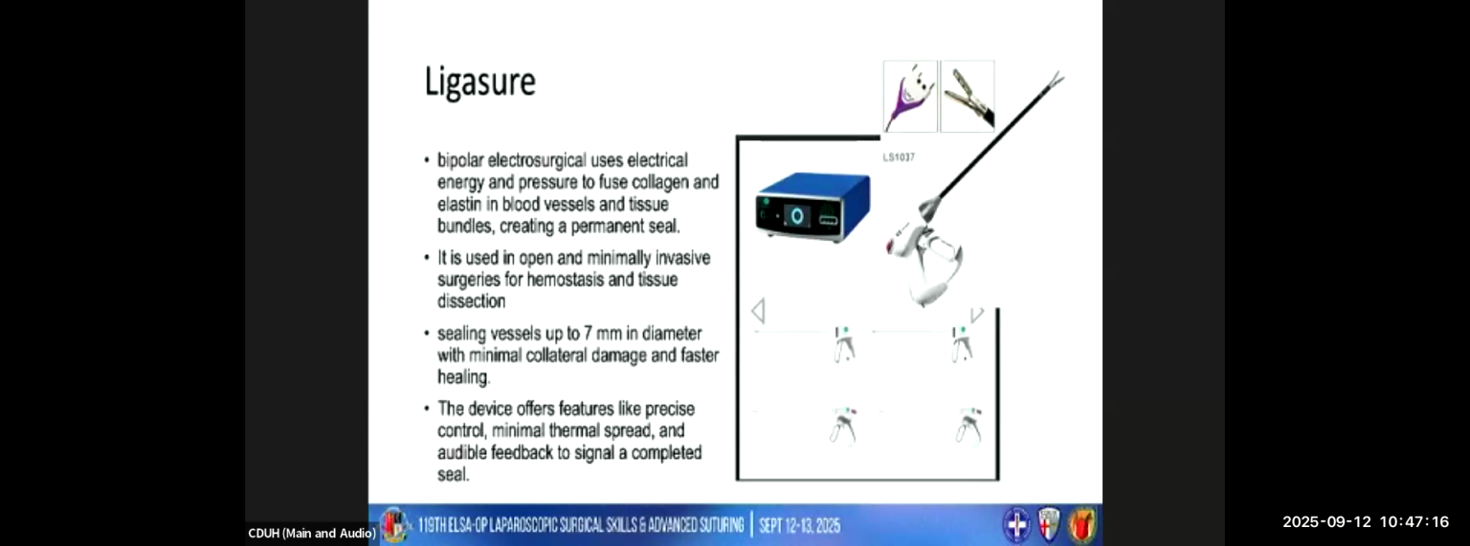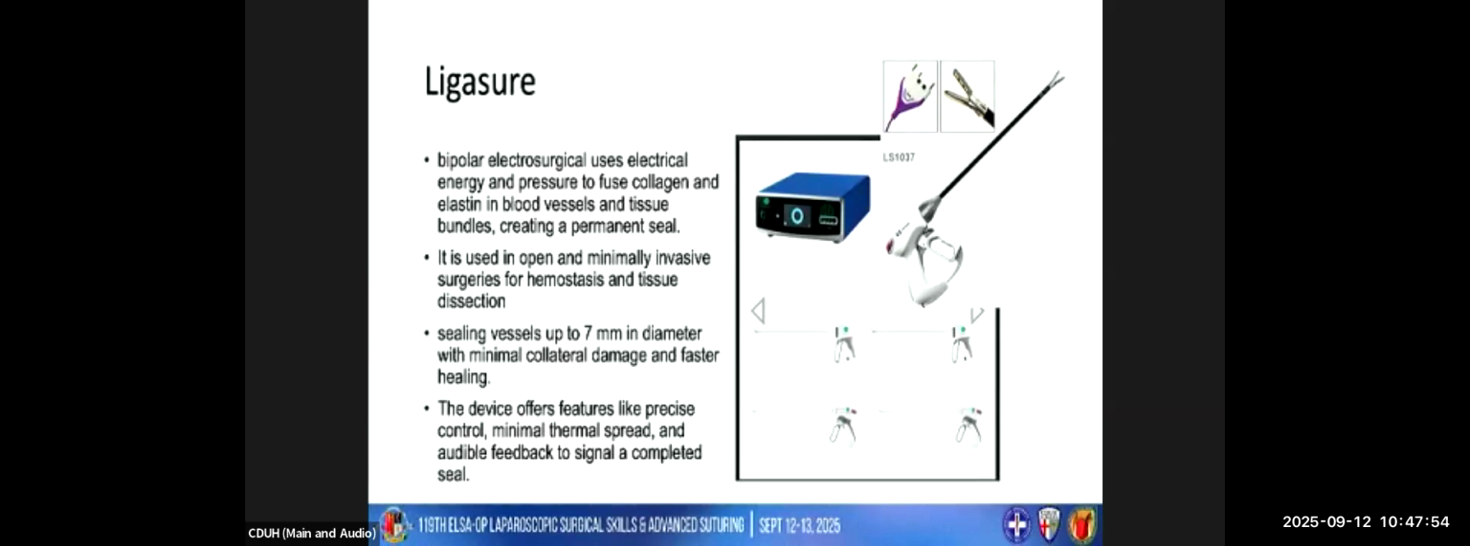The next would be your LigaSure. This device is a bipolar electrosurgical instrument that uses electrical energy and pressure to fuse collagen and elastin in blood vessels. This creates a permanent seal. It is used in sealing vessels up to 7 millimeter. Because of the precision of the tips, this results in minimal collateral damage and faster healing.